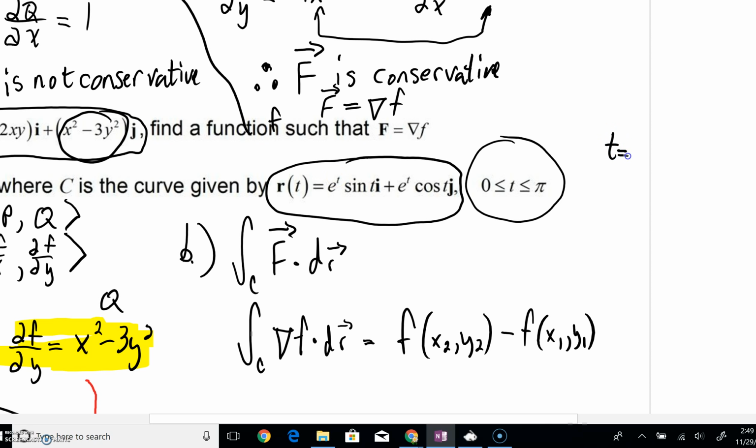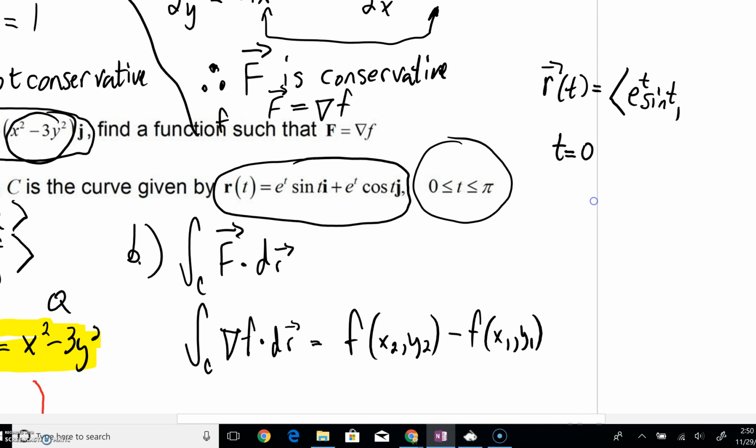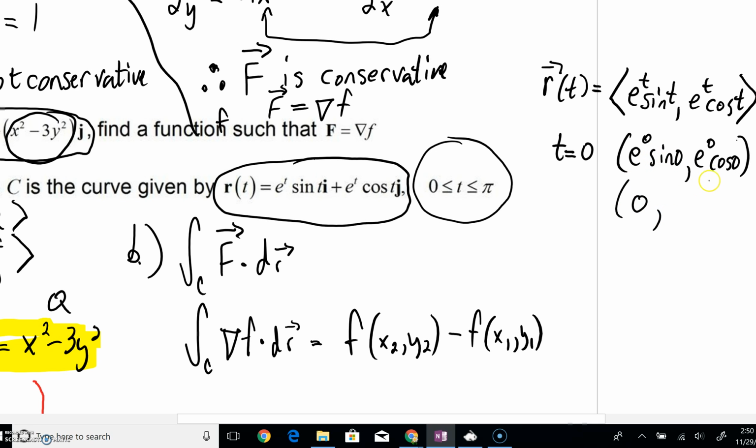If I were to let t equal 0, our first point, remember that r of t, we could rewrite it as a vector with brackets. We'd say that's e to the t sine of t, comma, e to the t cosine of t. And without too much work, when we plug in t equals 0, we'd get a point, e to the 0 sine of 0, e to the 0 cosine of 0. And we know that the sine of 0 is 0, and the cosine of 0 is 1, and so is e to the 0. So we have that as our starting point.